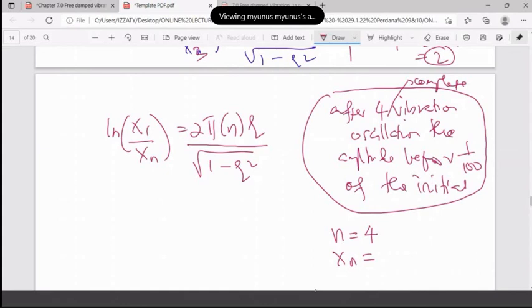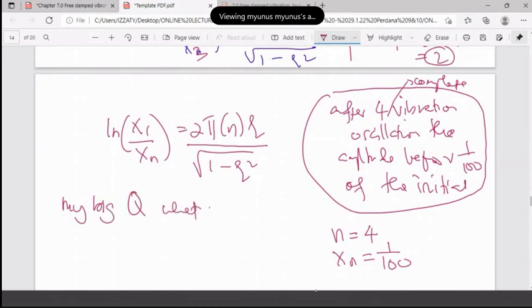Okay, no one is interested to answer. So is xn equal to 100? It's not correct. Look here. The amplitude, look at the oscillation. The amplitude is what? It is 1/100 of the initial. So your xn equals? 0.4 is not correct. Your xn equals? Anyone? 4 is not correct. It is 1/100.